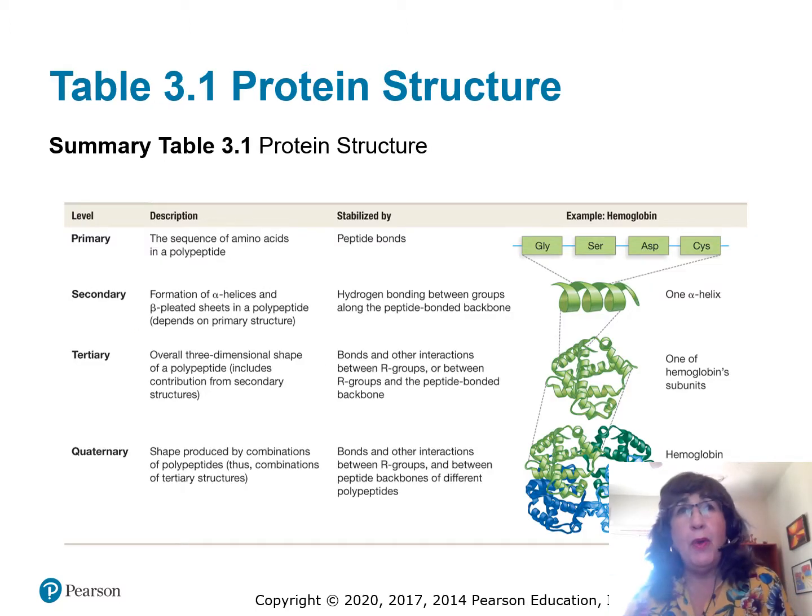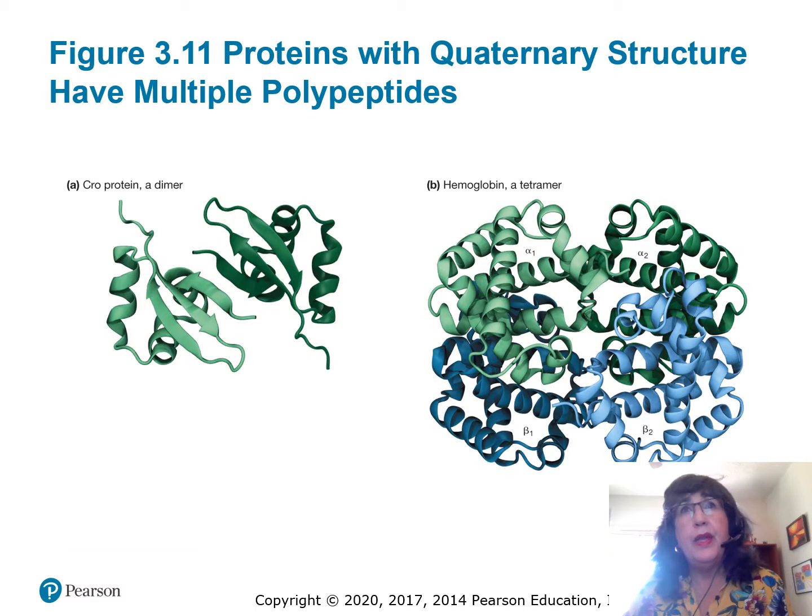In table 3.1, it gives a summary of all the levels of hierarchical structure of protein. I love this table. If you can look at this table at a glance and you understand most of what is being mentioned here, you really have understood most of my lecture. Here are some examples of macromolecular machines, and here you see the Cro protein, which is a dimer, and then hemoglobin, which we see in our red blood cells.